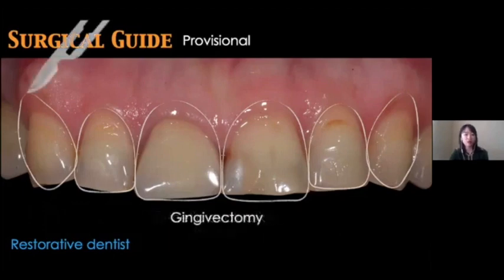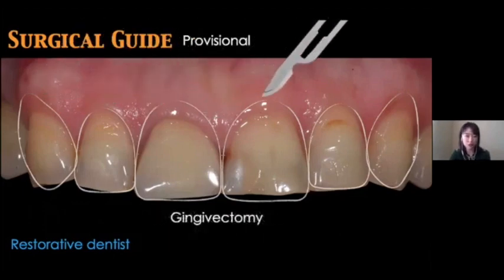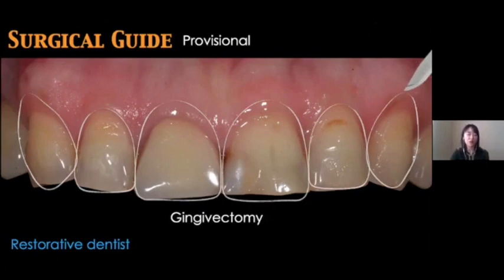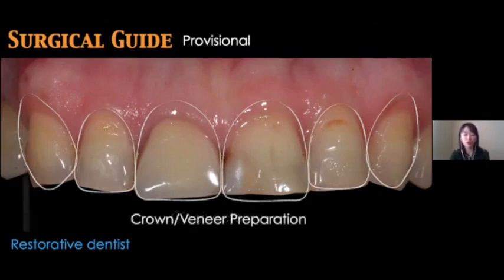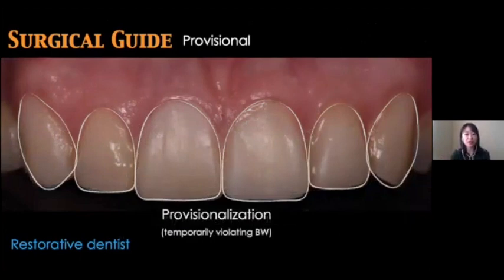After the mock-up, you will use a 15C blade to do a gingivectomy. And after gingivectomy, you will do your crown or veneer preparation right after, and then deliver the provisionalization on the same day. In this way, you are temporarily violating the biologic width, exactly as the previous doctor mentioned. So you're temporarily violating the biologic width, but you cannot wait for too long.